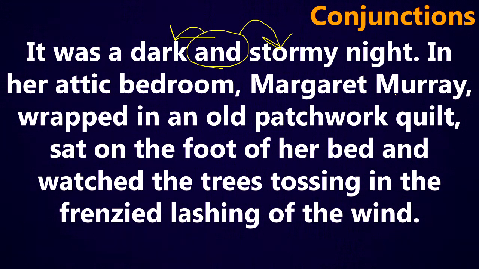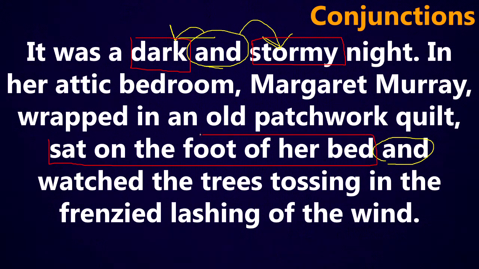In her attic bedroom, Margaret Murray, wrapped in an old patchwork quilt, sat on the foot of her bed and watched the trees tossing in the frenzied lashing of the wind. So I'm going to switch the color here so you can see the difference. So up here, and is connecting two individual words, dark and stormy, two adjectives. Down here, and is connecting sat on the foot of her bed and watched the trees tossing in the frenzied lashing of the wind.